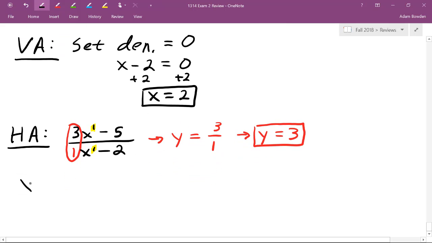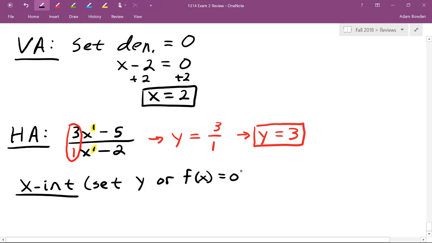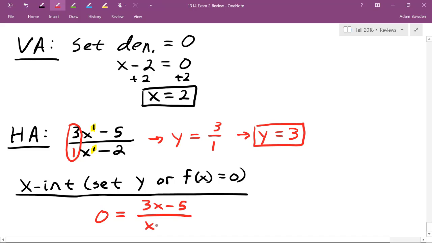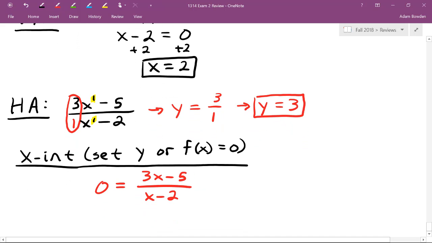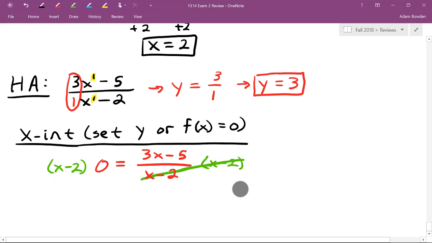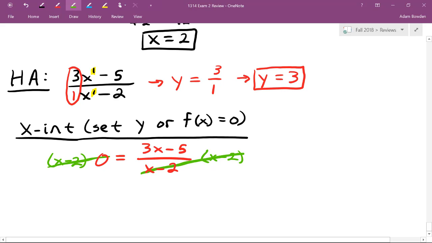Now we'll find our intercepts, starting with the x-intercept. As always, to find the x-intercept, set y or f of x equal to 0. In this case, it's going to be 0 equals 3x minus 5 all over x minus 2. To solve this for x, we're going to clear out the denominator by multiplying both sides by x minus 2. That allows us to cross this out entirely. This side is still going to be a 0 since 0 times anything is 0. So we have 0 equals 3x minus 5.